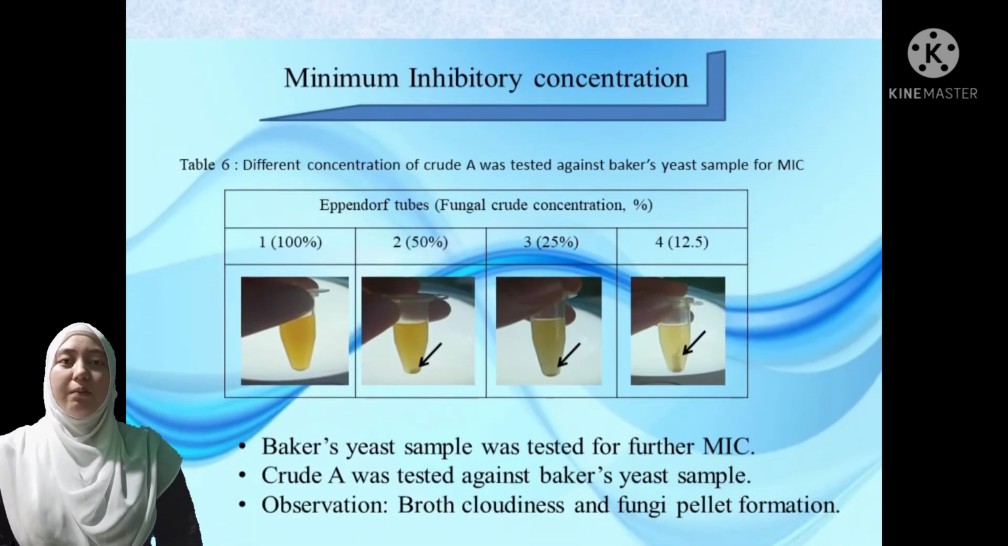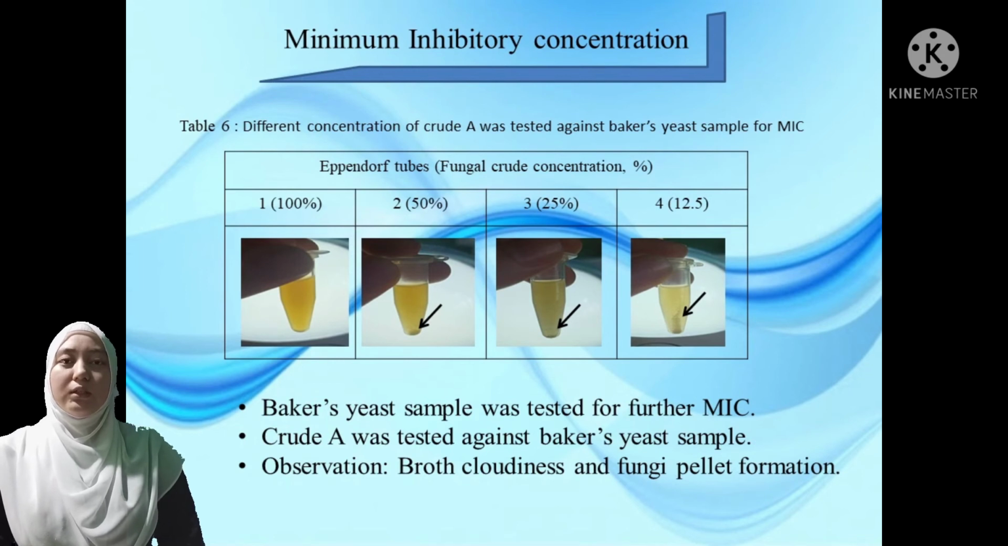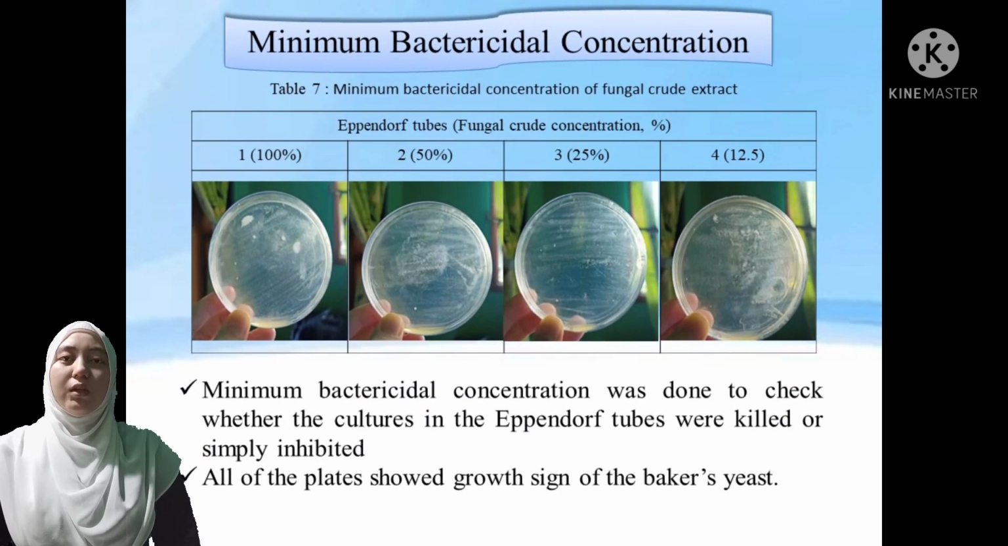Next, minimum inhibitory concentration. The crude extract was tested against Becker's sample for MIC as shown on table 6. The results show that only Eppendorf tube 1 does not show any changes compared with control. Thus, the procedure was continued with minimum bactericidal concentration to check whether the media in the Eppendorf tube have no sign of growth from Becker's culture.